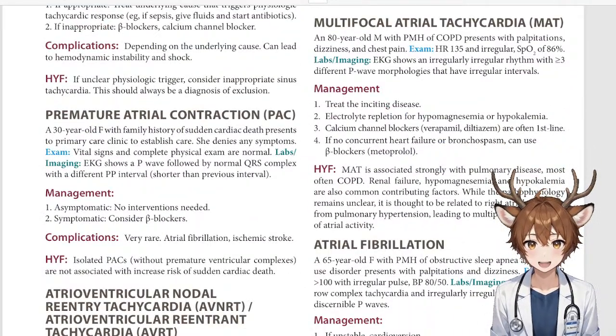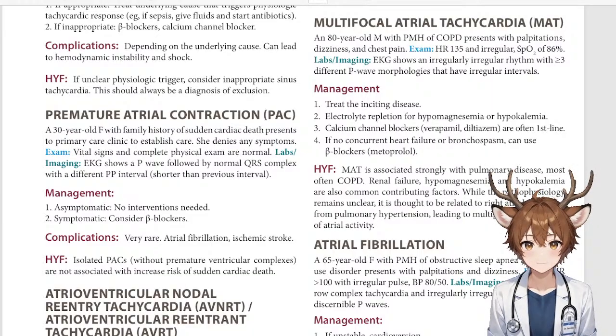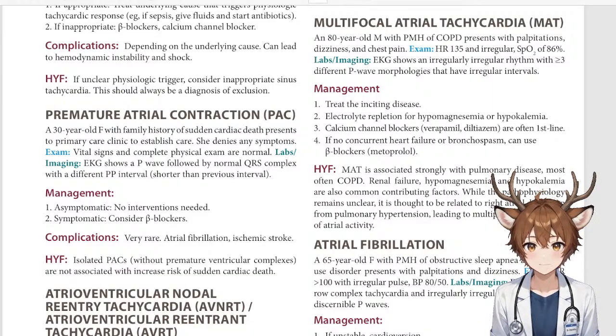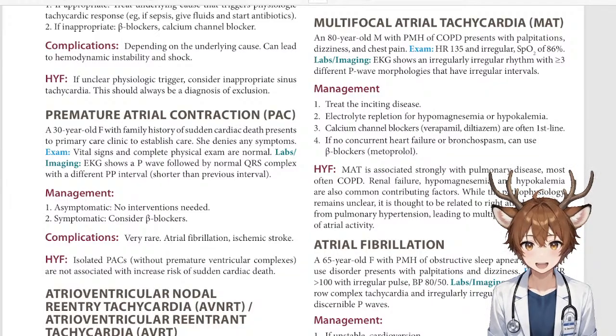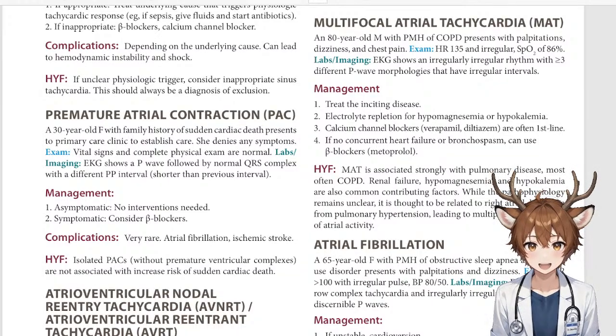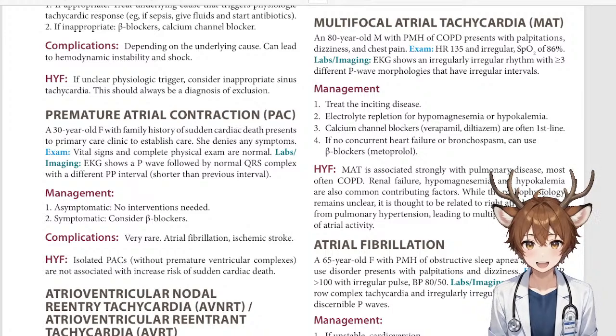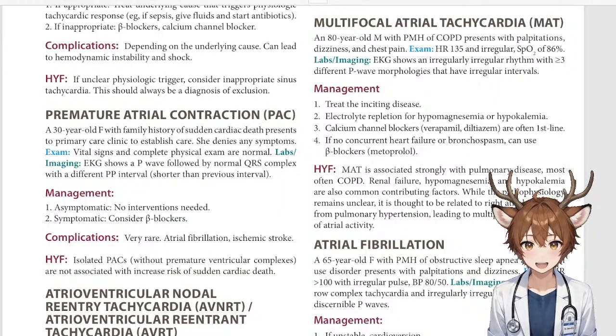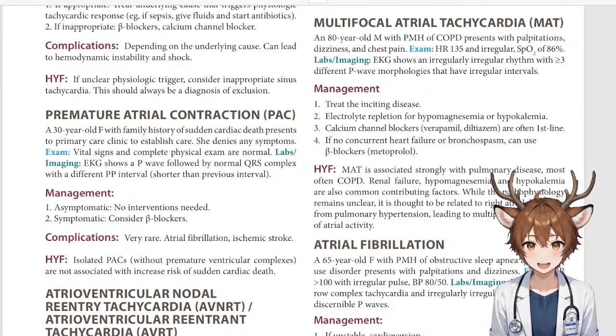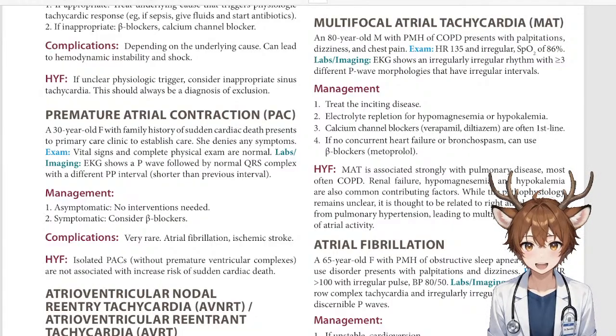Multifocal atrial tachycardia, or MAT. An 80-year-old male with a past medical history of COPD presents with palpitations, dizziness, and chest pain. Exam, heart rate is 135 and irregular, SpO2 of 86%. Lab/imaging, EKG shows an irregular rhythm with greater than 3 different P-wave morphologies that have irregular intervals. Management, treat the inciting disease.